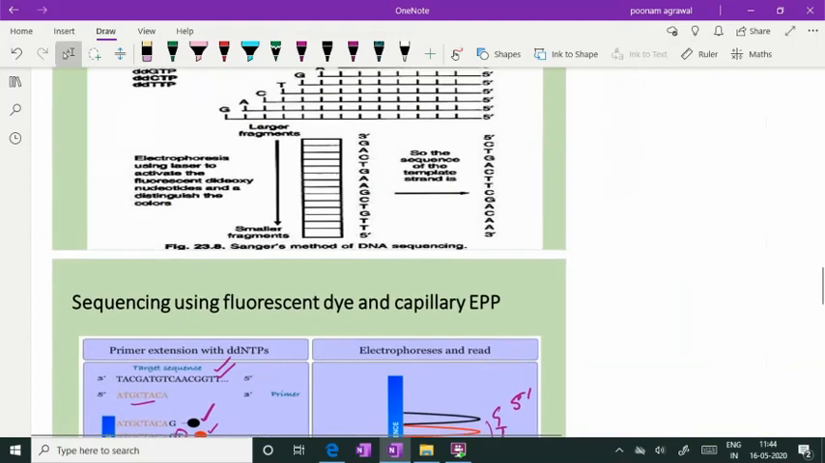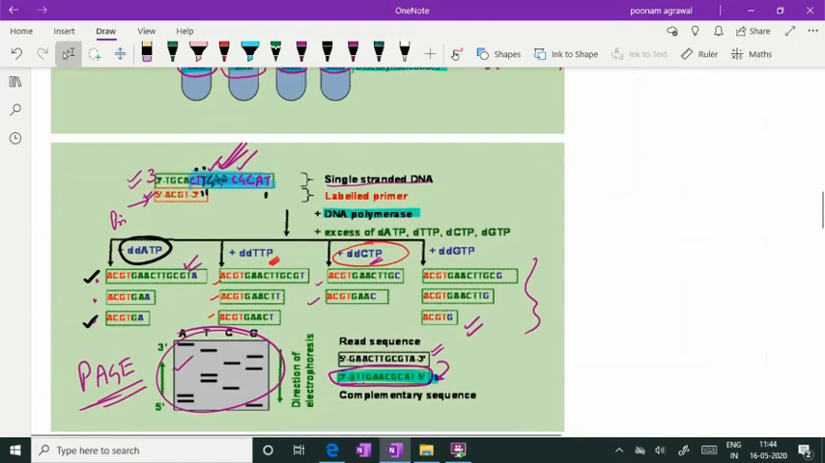So thank you very much. This is in a nutshell the sequencing of the DNA.